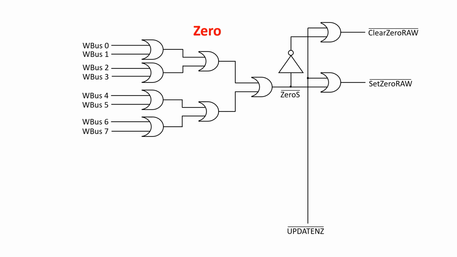Also, update NZ, set 0, and clear 0 are all active low signals. So, when update NZ is 1, both clear 0 raw and set 0 raw will also be 1. You really need to double check your thinking with this sort of logic. It's really easy to get bitten. That's the 0 flag done.